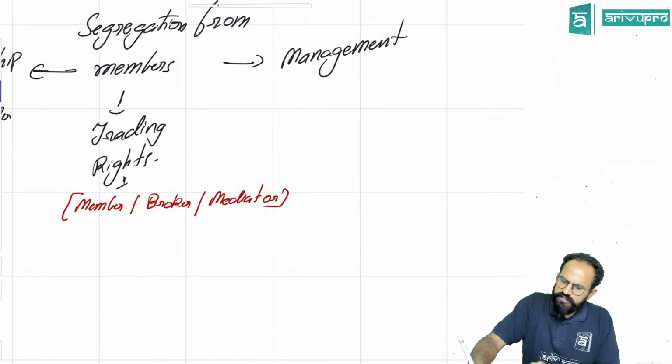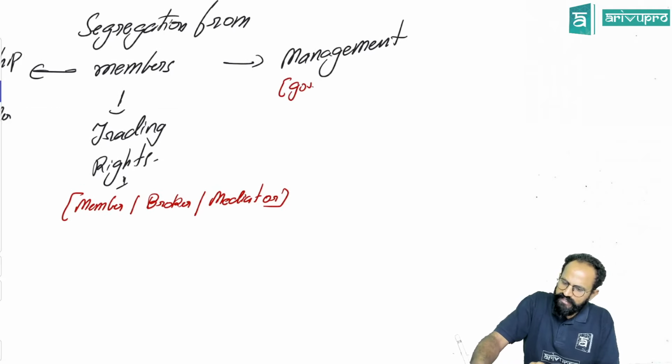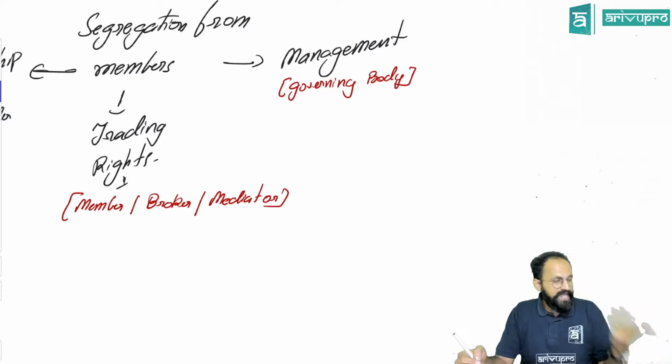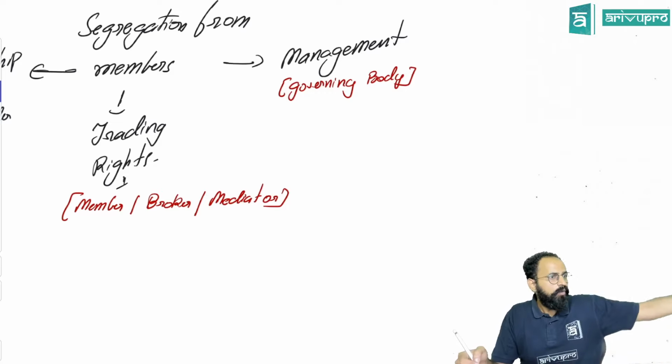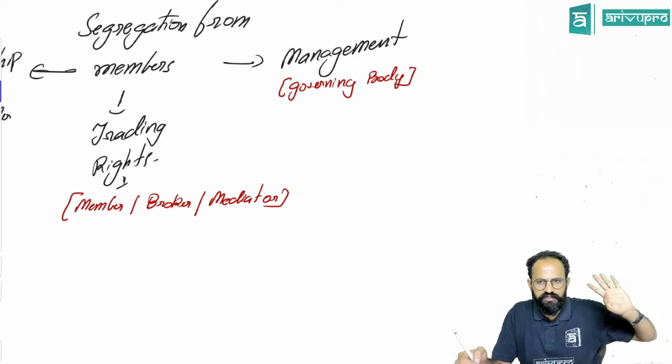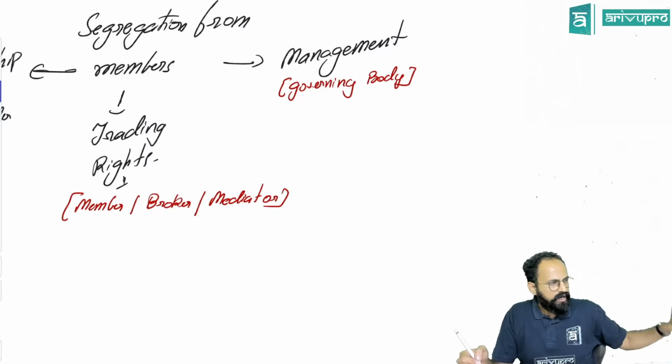Management means people. It's a governing body. We call it a governing body. Understood corporatization and demutualization? When your syllabus came, they were asking these questions. They may ask commentary-based questions. What is corporatization? What is demutualization? A 2 or 3 marks question. Comment-based questions can come. Understood, all of you?